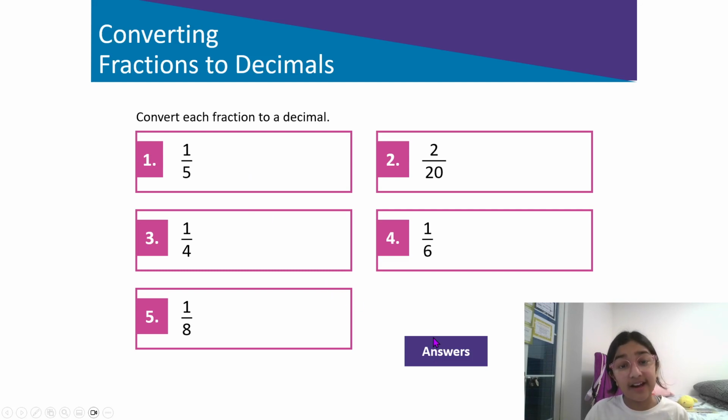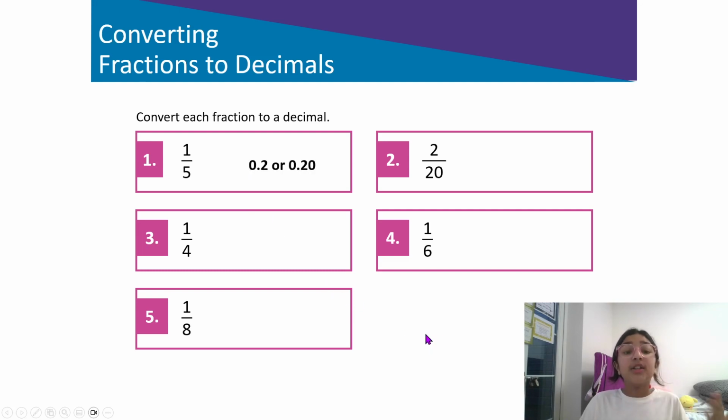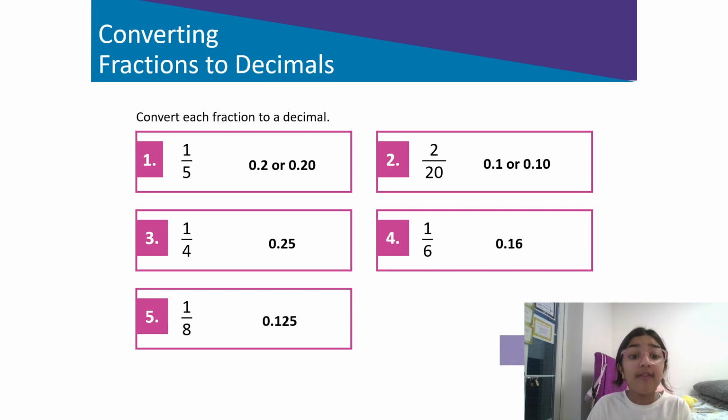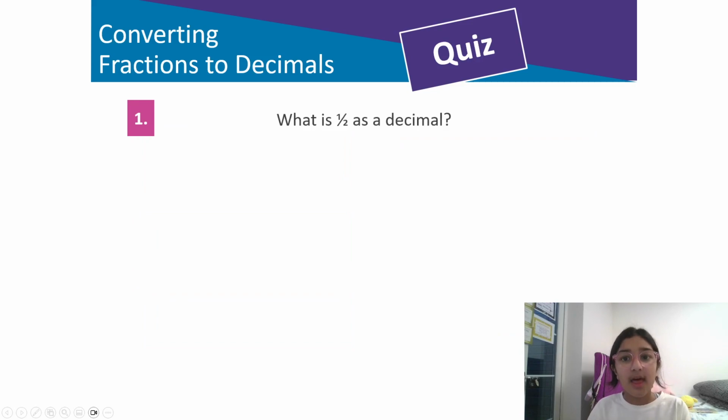Now let's have a go at the answers. 1 is 0.2 or 0.20. 2 is 0.1 or 0.10. So, I've said 2 answers because if you add any amount of zeros, it doesn't really matter because it's the same thing. So, the zeros go on for infinity. So, it can be 0.2000. It can be anything like that. 3 is 0.25. 4 is 0.16. And 5 is 0.125.